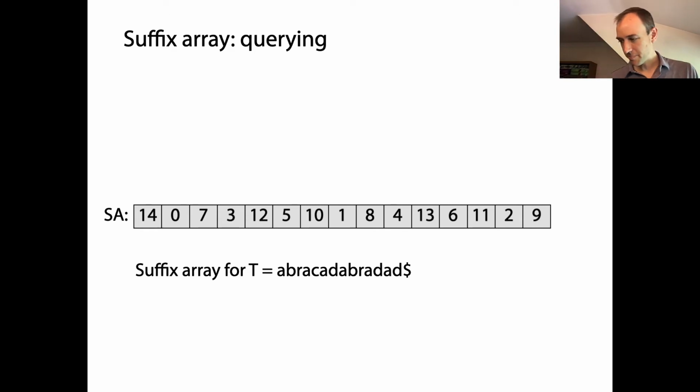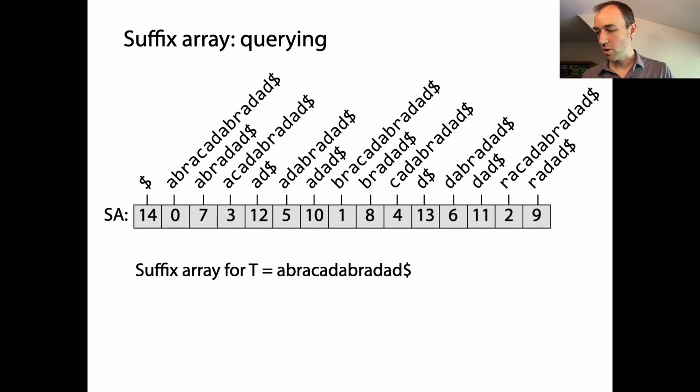Here it is. For ease of describing this algorithm, I'm also going to show you the suffixes themselves, so I'm going to draw them above like this. Just to re-emphasize, as I said in the previous video, the data structure doesn't actually require that we store these. We just need to store the suffix array, which I've laid out left to right this time instead of top down, and the text T itself. That's all we need. So this is my suffix array for that text.